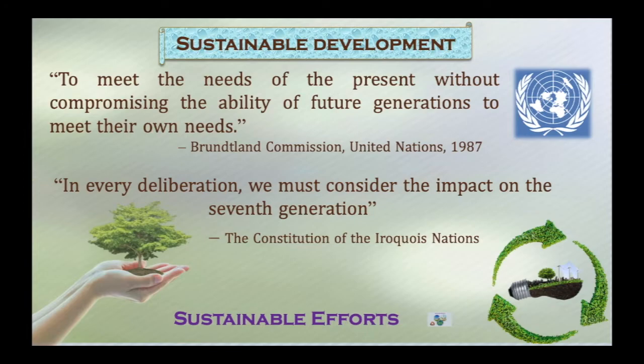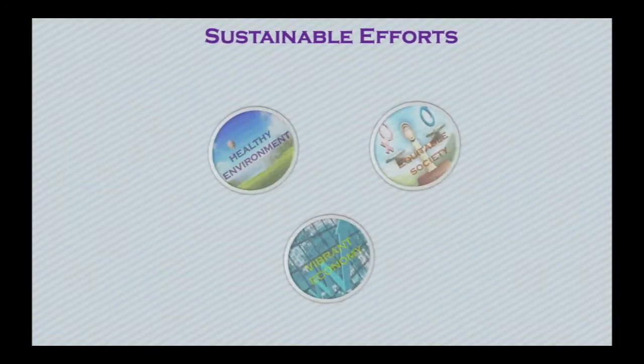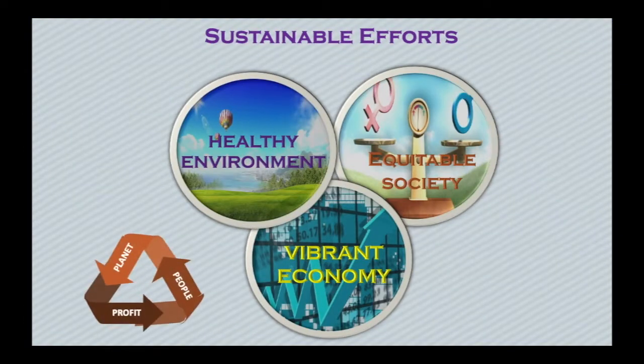The three main interdependent and mutually reinforcing pillars of sustainable development are economic growth, environmental protection, and social equality. These three principles are also informally used as profit, people, and planet.